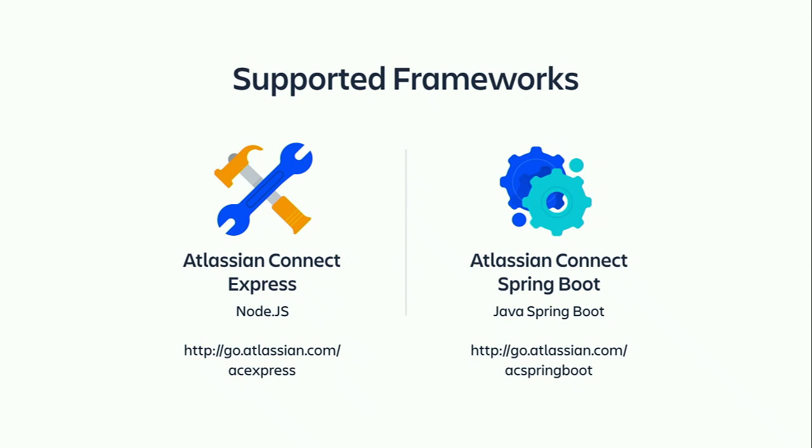Now, if you're just learning how to build an app, I highly suggest trying to go through building the lifecycle routes yourself, understanding everything that comes to you, making a request using JWT, creating that JWT token, just in a test app. Understand how that works first before you go into these frameworks, because it abstracts a lot of that away from you, and if you don't understand what's happening, you won't even know that it's happening. Again, there are some Go URL links here: go.atlassian.com/ACExpress for the Atlassian Connect Express app, and go.atlassian.com/ACSpringBoot for the Spring Boot framework.